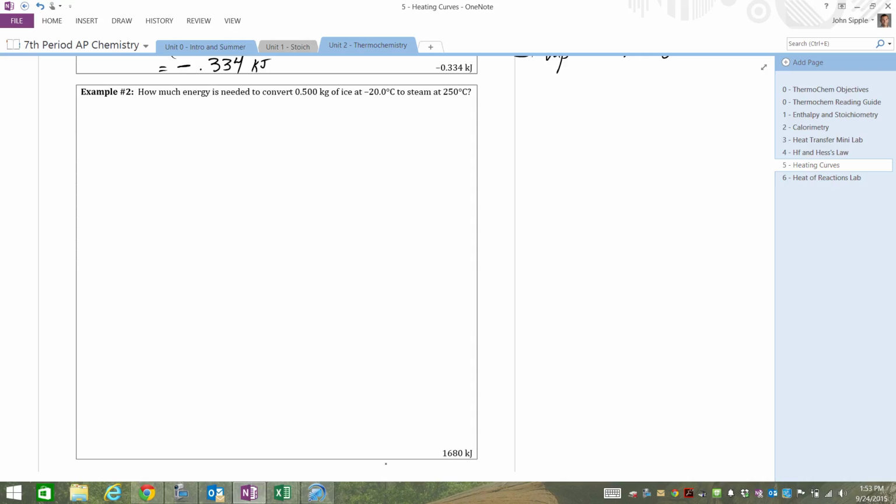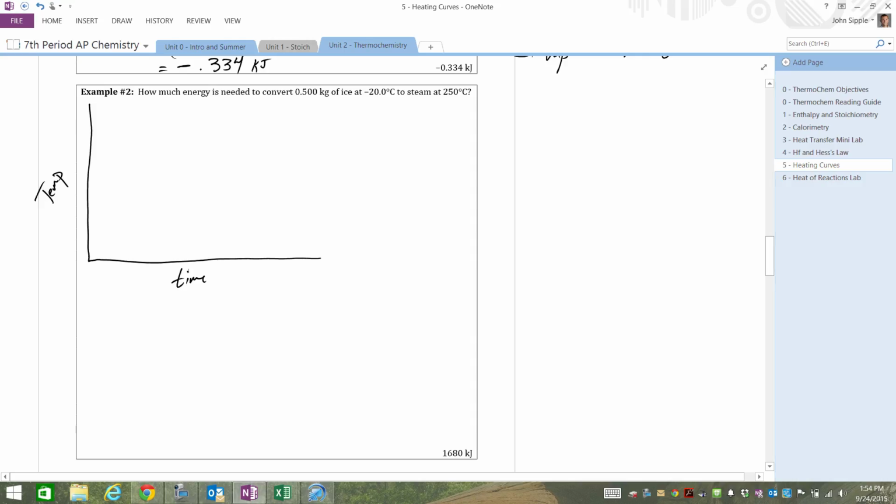Okay. For this one, what I usually do with these types of problems is draw a little picture. So I've got temperature over here, and time on the bottom here.